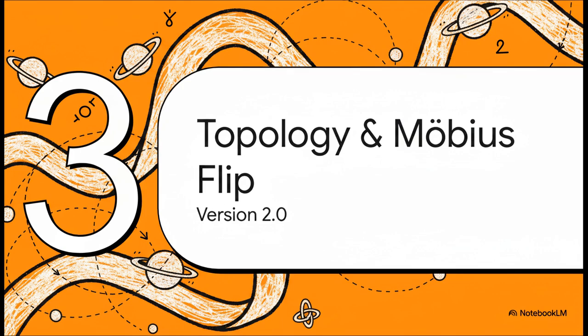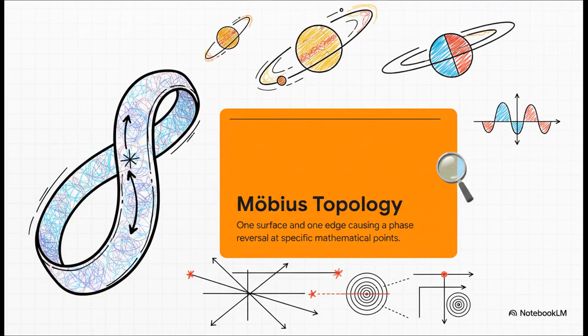Section 3. Topology and the Mobius flip. Now, to understand why the planets obey these precise mathematical orbits, we have to shift over to the topology of space itself. Let's break down the jargon for a second. Mobius topology refers to a geometric property where a structure has only one continuous surface and one edge. Think of a Mobius strip. Version 2.0 uses this to argue that certain physical anomalies in our solar system aren't just random flukes. They're actually mathematical necessities driven by a phase reversal or a flip at very specific points.